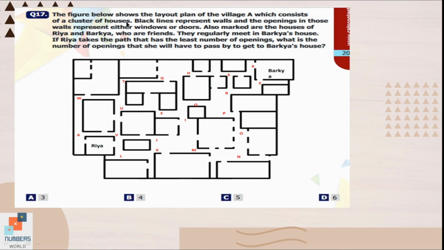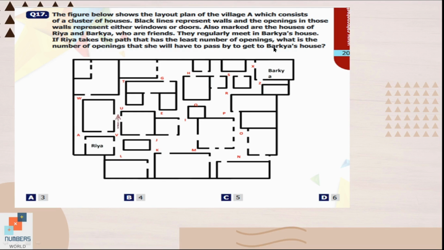Question number 17, the figure below shows a layout plan of a village which consists of a cluster of houses. Black lines represent walls and the openings in those walls represent either windows or doors. Also marked are the houses of Ria and Barkya, who are friends. They regularly meet in Barkya's house. If Ria takes the path that has the least number of openings, what is the number of openings that she will have to pass by to get to Barkya's house?